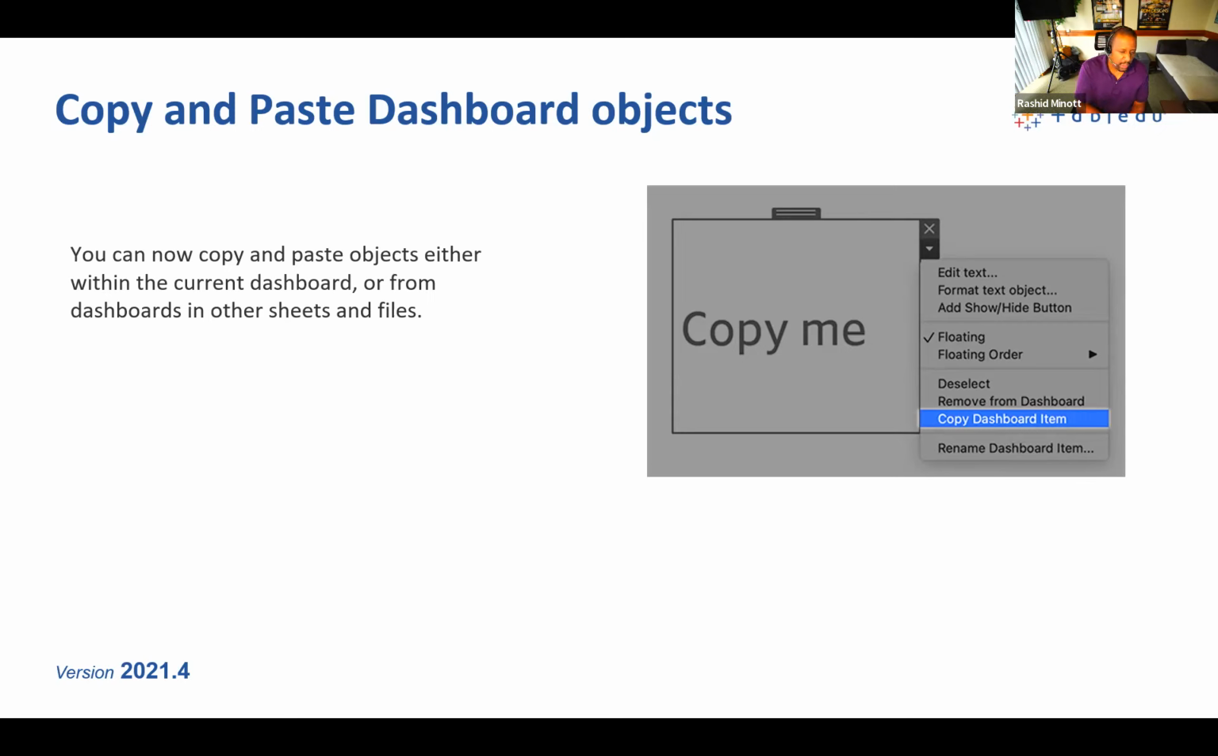As of 2021.4, you can now copy and paste objects. So you could create an entire container with navigation buttons formatted the way you like, and then copy and paste that whole object, put it in another sheet or another dashboard. Used it all the time. Very nice feature. Should have been there earlier, in my opinion, but we got it in 2021.4.